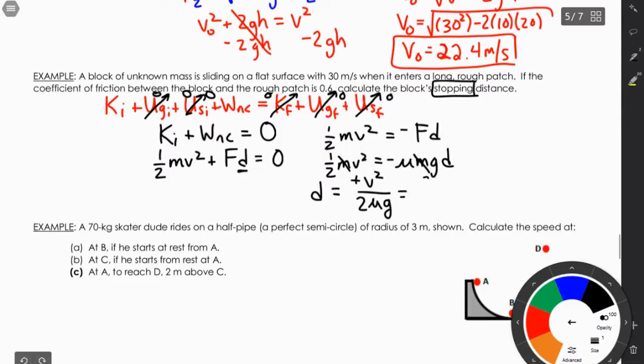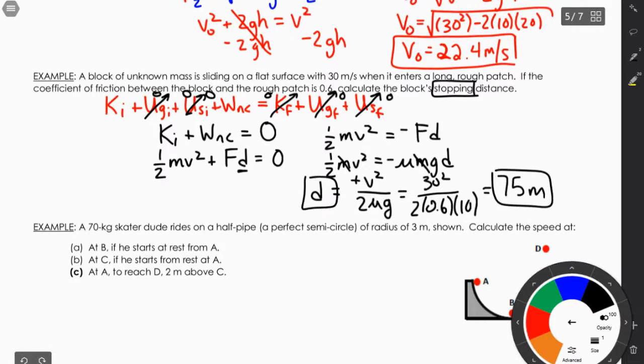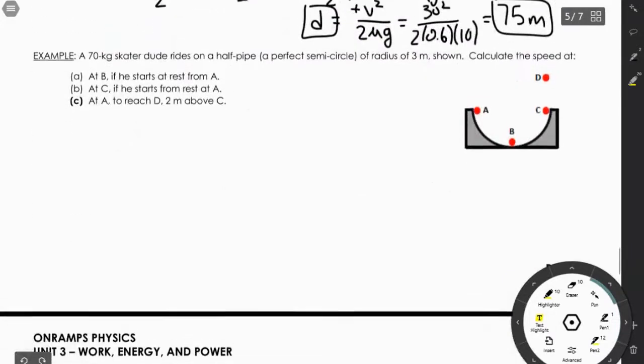Now I can plug in numbers. It starts at 30, you have 2 times the coefficient of friction, 0.6, times 10. The reason this is positive is that the work done here is negative, because it's going to subtract out. And so you're going to find that it takes 75 meters for this block to stop, okay? That was an example where we had a non-conservative force doing some work.